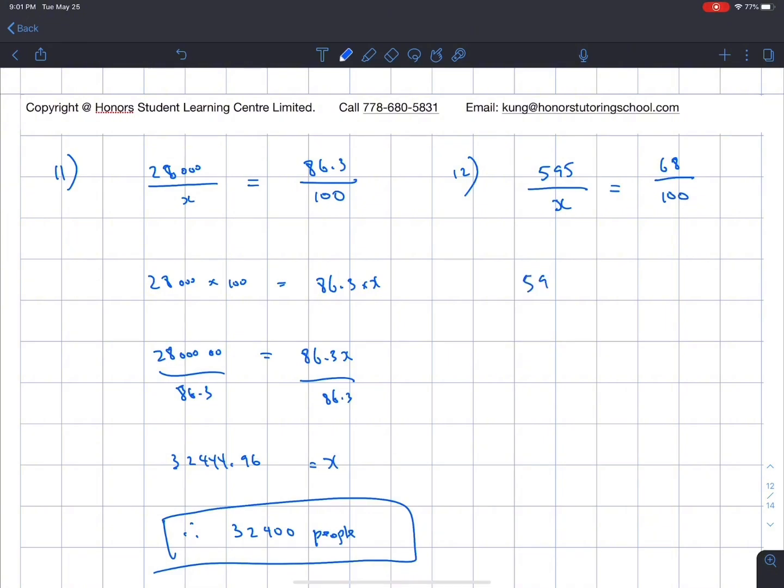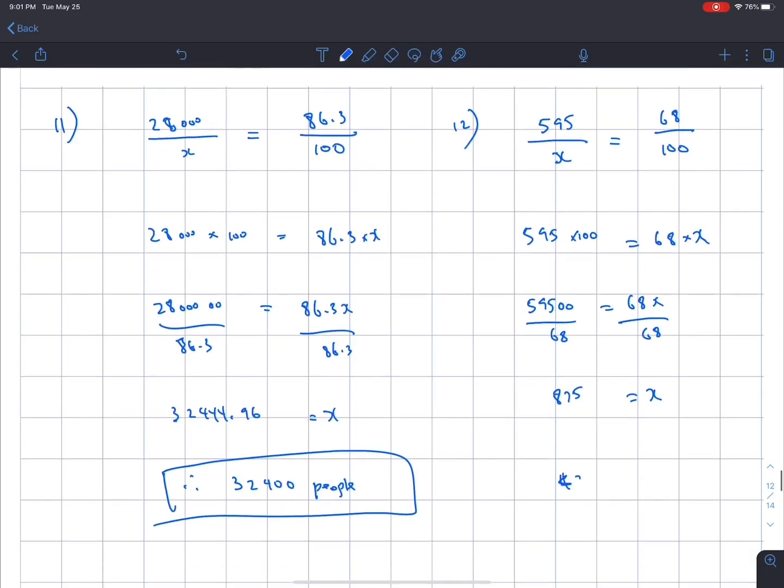So now we can cross multiply. And divide both sides by 68. We get 875. So that's the amount of pay she had before the deductions.